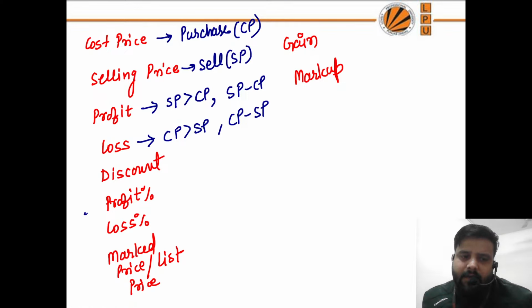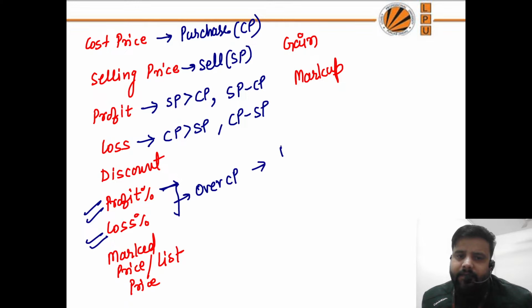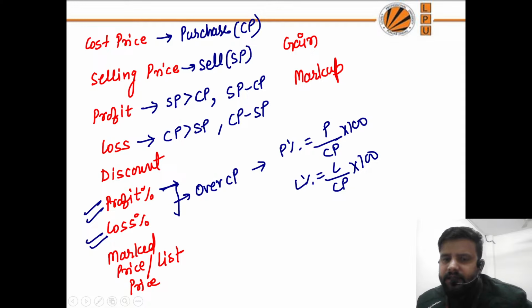Now let's come to profit percentage and loss percentage. Remember it, both are calculated over CP only. So profit percentage is nothing but profit divided by CP into 100. Getting it? And loss percentage is loss divided by CP into 100. Simple. Just remember the denominator will be CP.